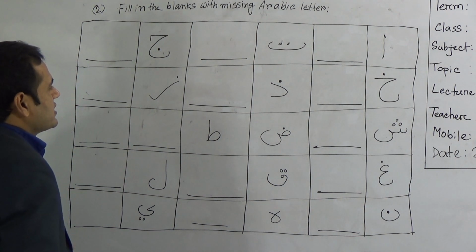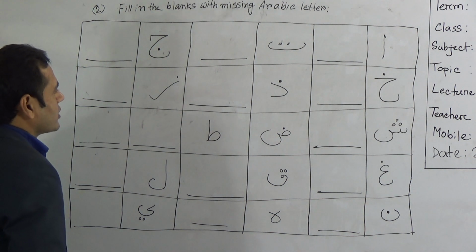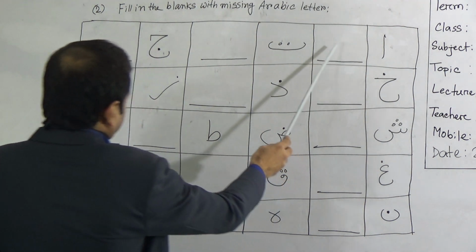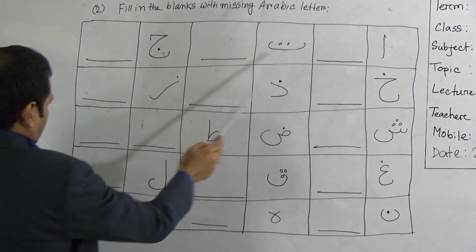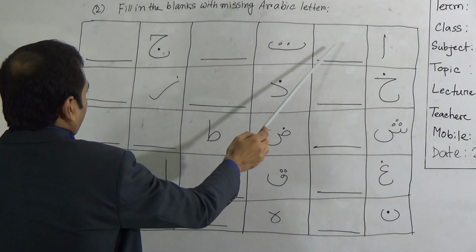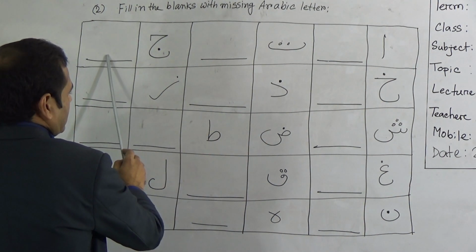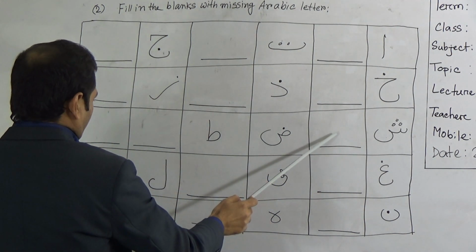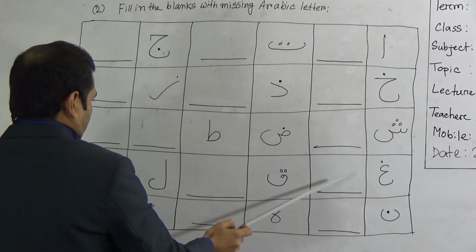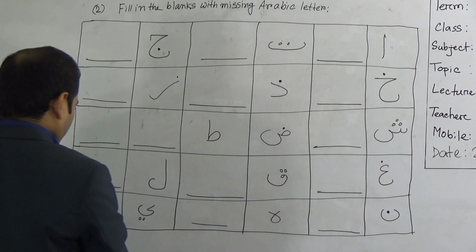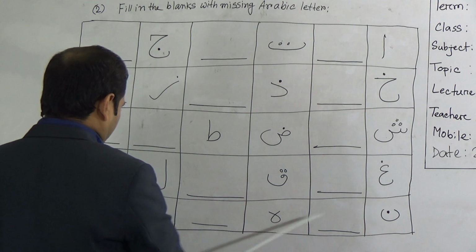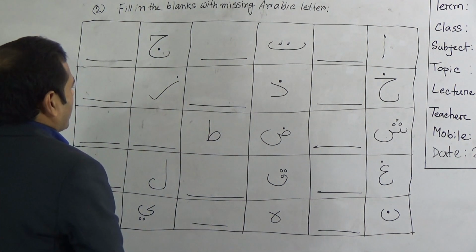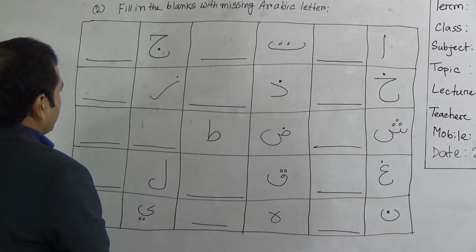My dear students, listen to me carefully and look. There are some missing Arabic letters here. In the first row, 1, 2, 3. In the second row, 1, 2, 3. In the third row, 1, 2, 3. In the fourth row, 1, 2, and 3. In the last row, 1 and 2. So let's start. We'll fill in the blanks with missing Arabic letter.